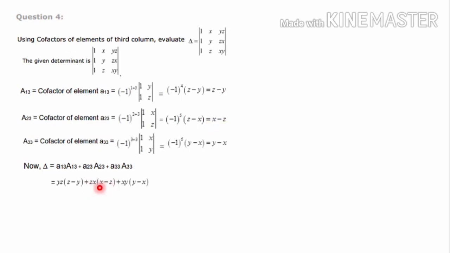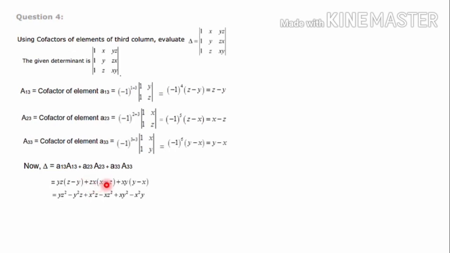So zx into x minus z, plus the third element, that is xy into the cofactor of a33. Cofactor of a33 is y minus x. So xy into y minus x. Then we shall remove the brackets, that is yz into z, that is yz square. Then yz into y, that is y square z, plus zx into x, that is x square z.